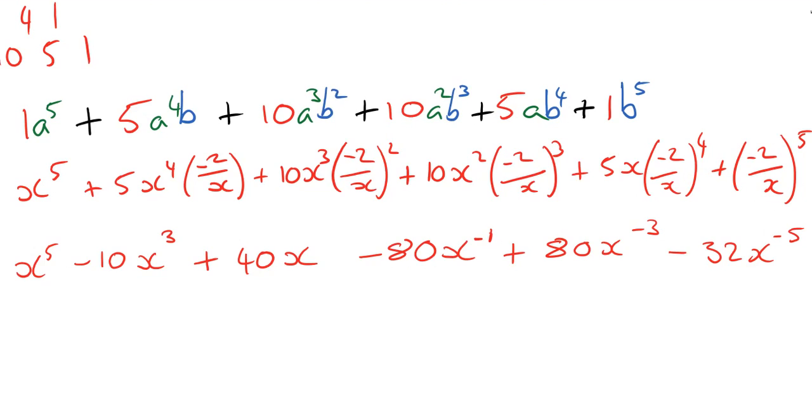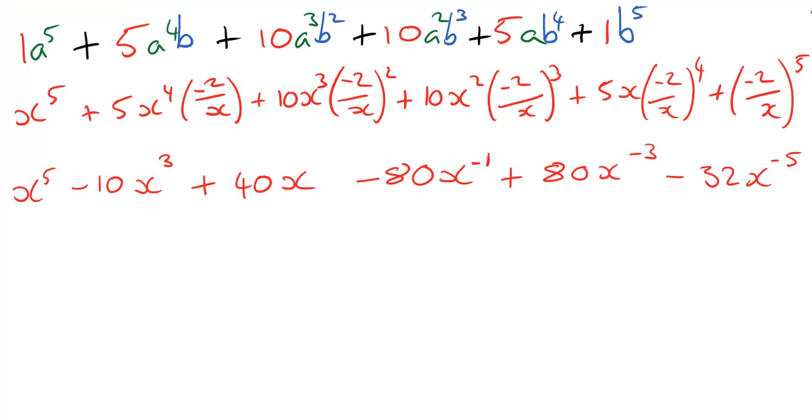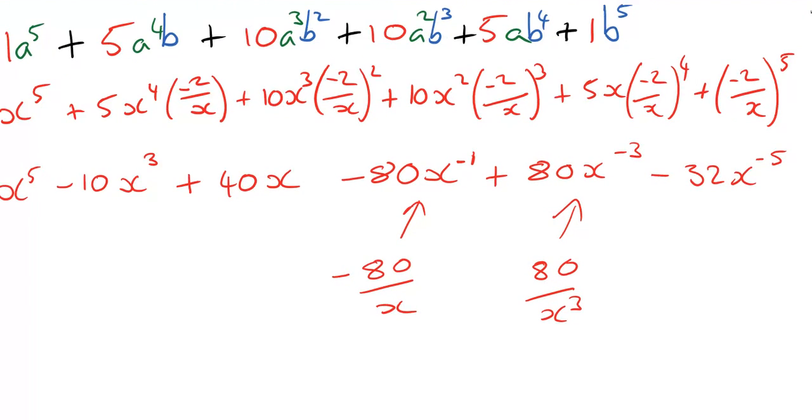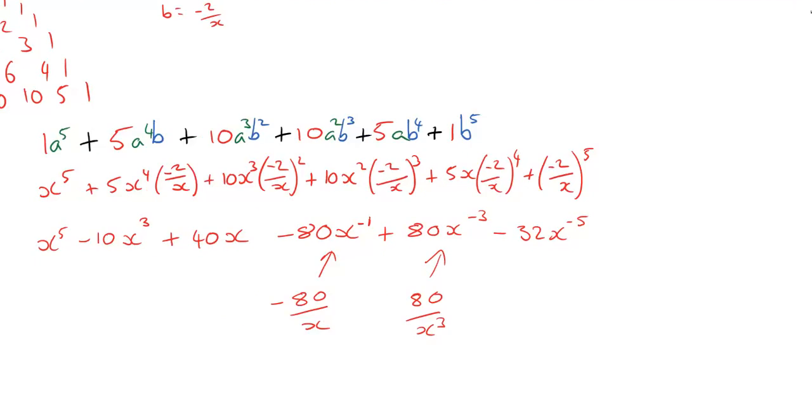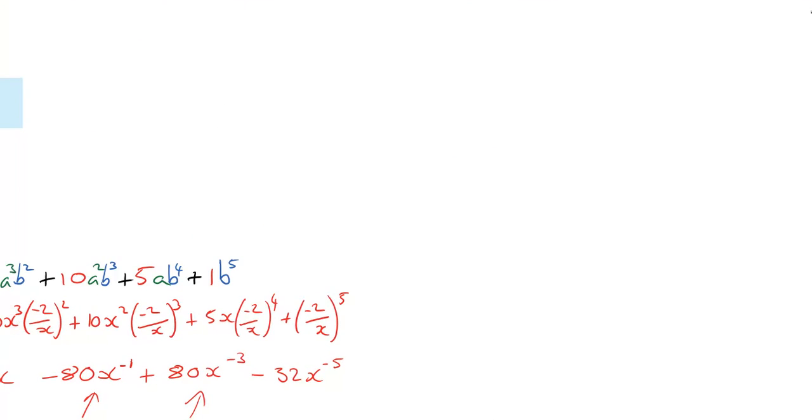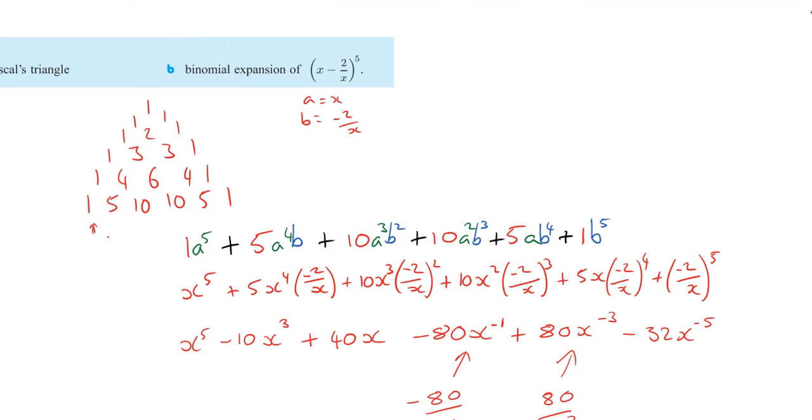Now, I've written mine in exponent form, but it would be perfectly acceptable to write this term, for example, as minus 80 over x, or this term as 80 over x cubed. These are exactly the same thing, and you won't be penalized either way. Okay, so there's our answer. Now, let's have some practice at this, and we'll look in the next video at some even more complex problems.